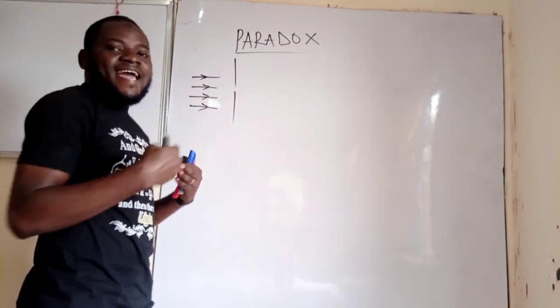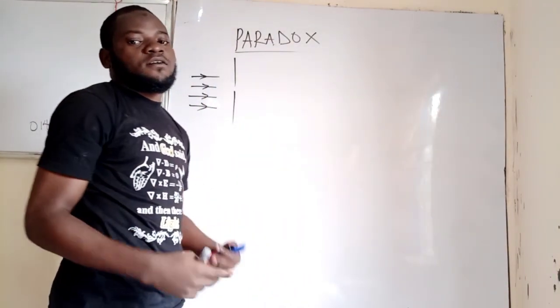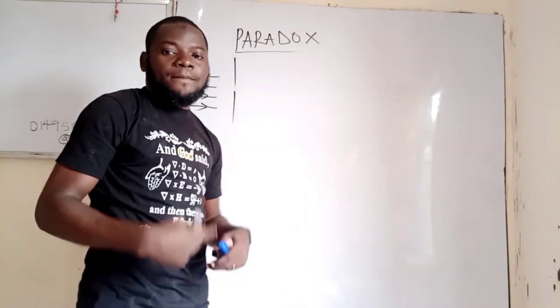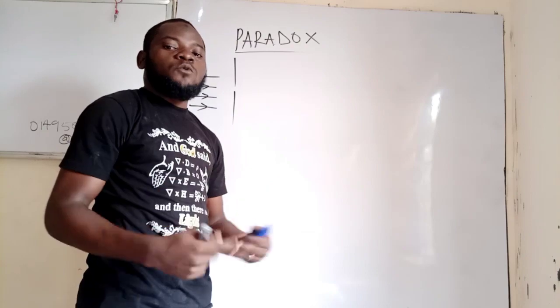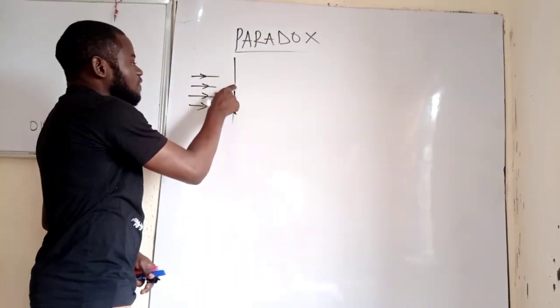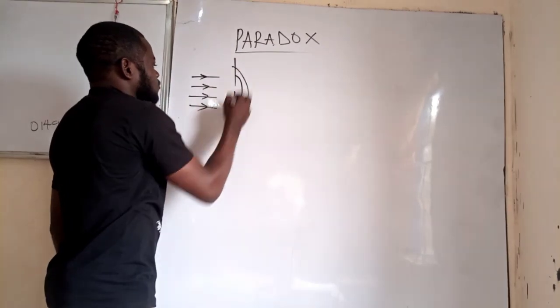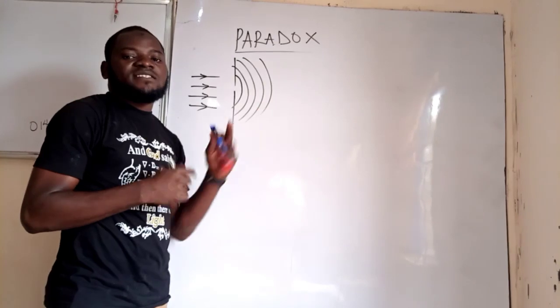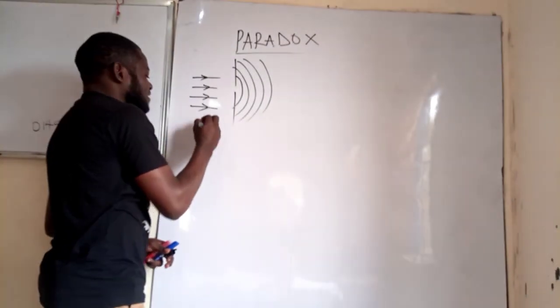So, whenever light hits an obstacle, something will happen. Reflection might happen, refraction might happen if it moves to another medium, and when it bends around that obstacle, that is what we call diffraction. So because of this small opening, light is said to bend around this obstacle, and this is what we call diffraction. So light has diffracted in this place now.